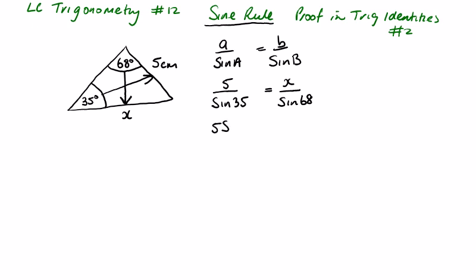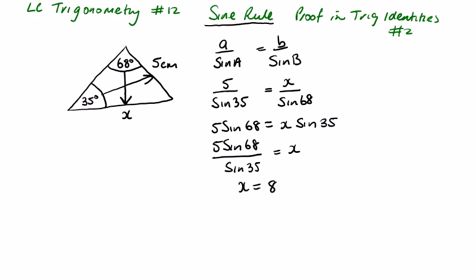So 5 sine 68 is equal to X sine 35. Now you might just put the sine 35 underneath straight away: 5 sine 68 over sine 35 is equal to X. And now you just type this into your calculator. The calculator gives X to be 8.08, and that will be centimeters.